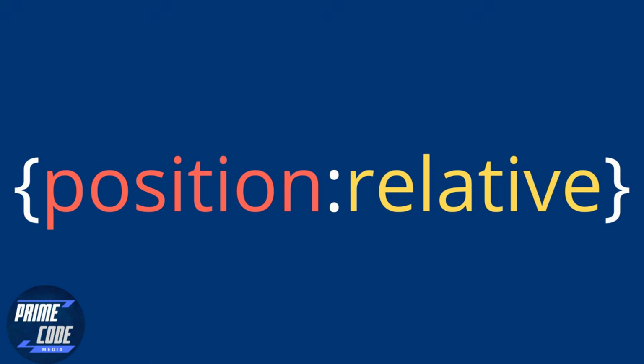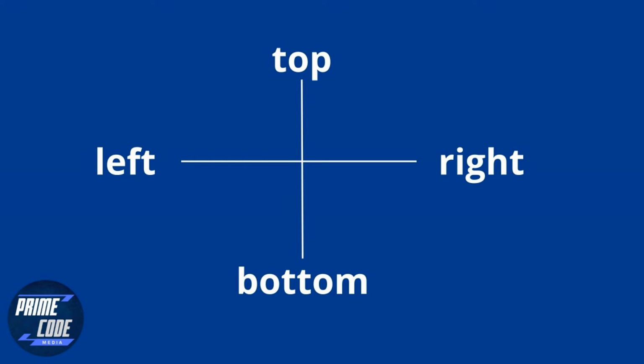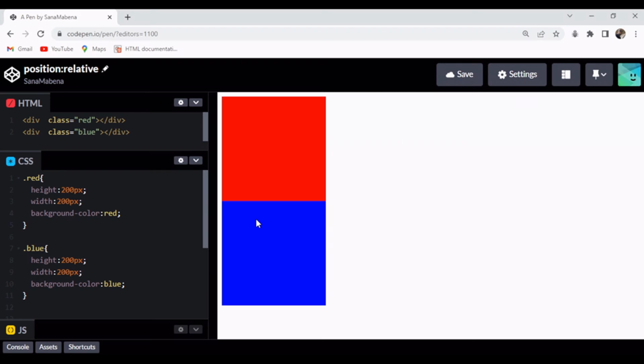Position, which is a CSS property, a colon, and then relative, which is a CSS position property value. It's important to note that writing this CSS property value pair or rule will not change anything. To change the position of elements, we need to apply the top, bottom, right, and left coordinate properties. Let's put this into practice.